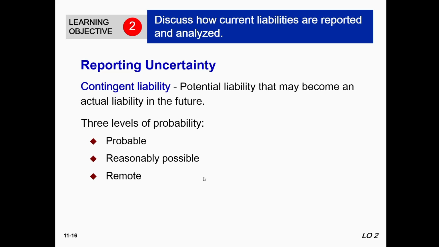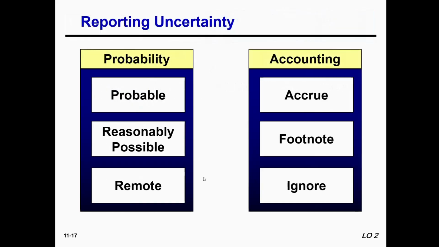So what we are going to do if we are probable about a liability, if we think that it's reasonably possible, and what if it is remote? If we are probable, then in that case we will record it like an accrued liability, and we will also mention it in the footnotes of the financial statements. Reasonably possible will be mentioned in the footnotes, and remote will be ignored because we are not sure. Very less probability is there.